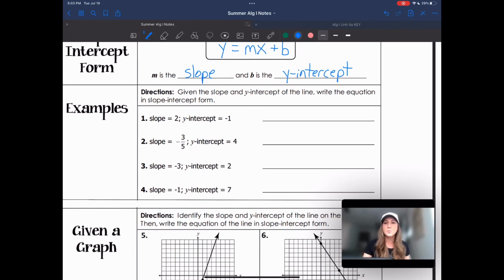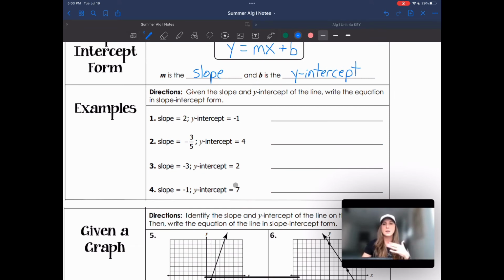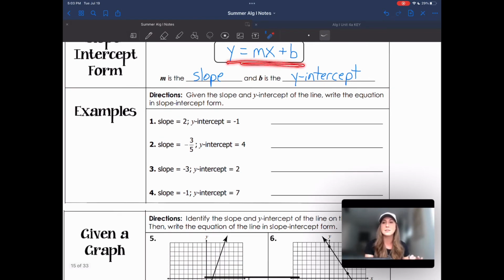So let's look at a pretty simple section right here just to make sure we have this down. It says, given the slope and the y-intercept of the line, write the equation in slope-intercept form. So this is super basic just to practice writing these equations. So number one, they tell you the slope equals 2 and your y-intercept equals -1. So you're going to write this equation plugging in these numbers into the correct spots. So we know our slope goes in for our m. We know our y-intercept goes in place of our b.